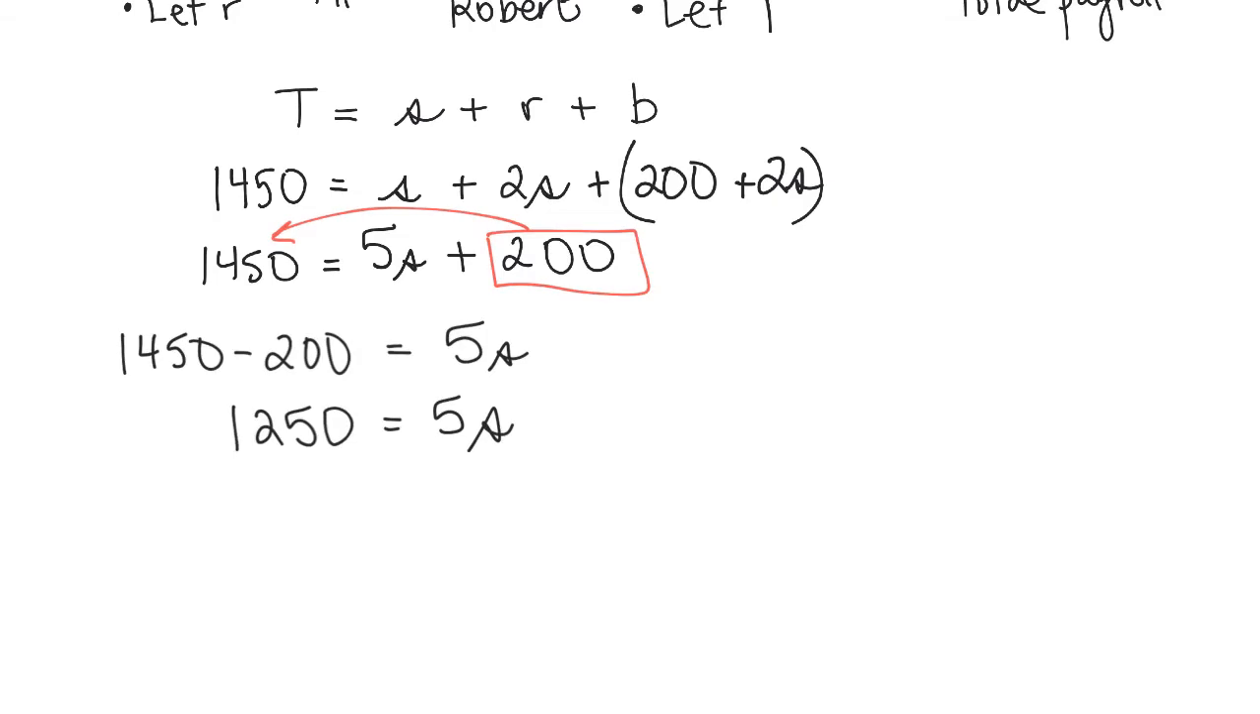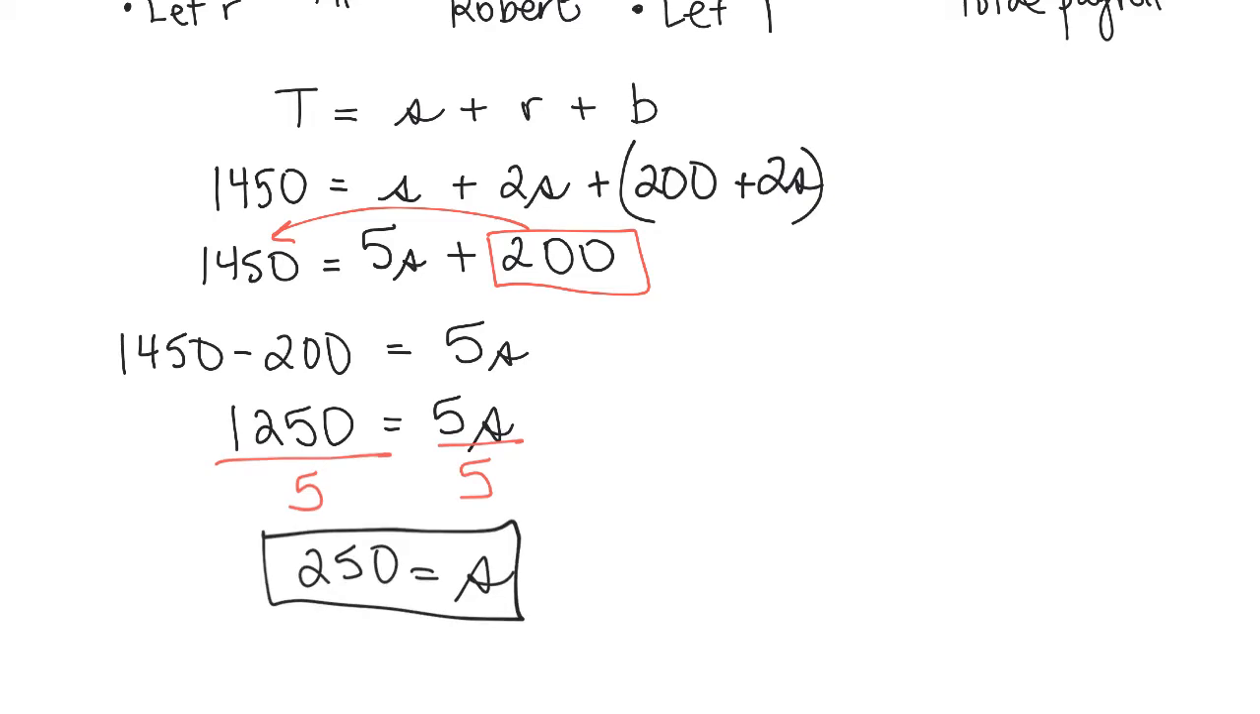To get S by itself, we're going to have to divide both sides by 5. And so that is going to leave us with 1,250 divided by 5, which is 250. So this is our answer for S. Now remember, S represents Simon. So we know that Simon at the end of the week is going to get $250.